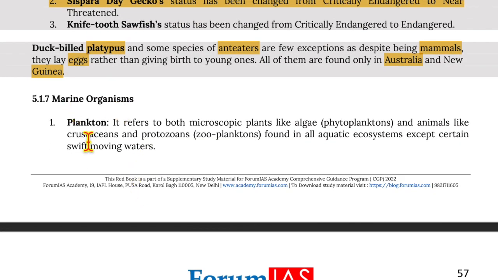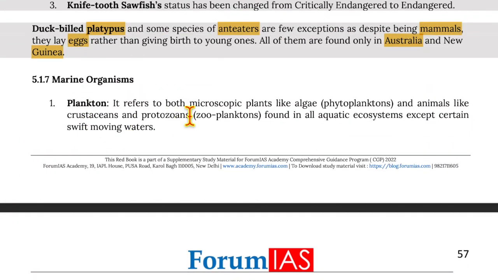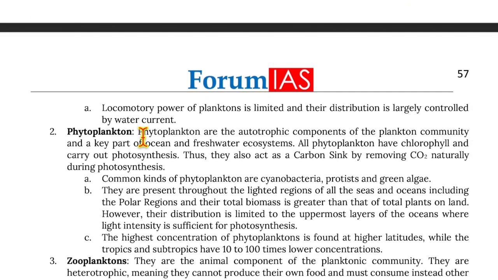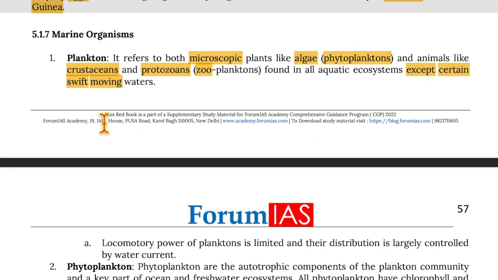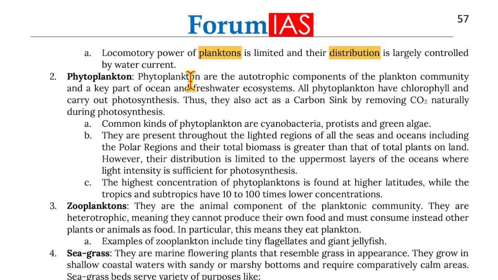Now moving on to marine organisms, we have planktons, phytoplanktons, zooplanktons, seagrass, and seaweeds. So planktons refer to both microscopic plants like algae, that is phytoplanktons, and animals like crustaceans and protozoans. They are called zooplanktons, found in all aquatic systems except some swift-moving water. So swift-moving water is the exception, and that too of certain types. Now, locomotory power of planktons is limited and their distribution is largely controlled by water currents. So their distribution is controlled by water currents, and they have very low locomotory power.